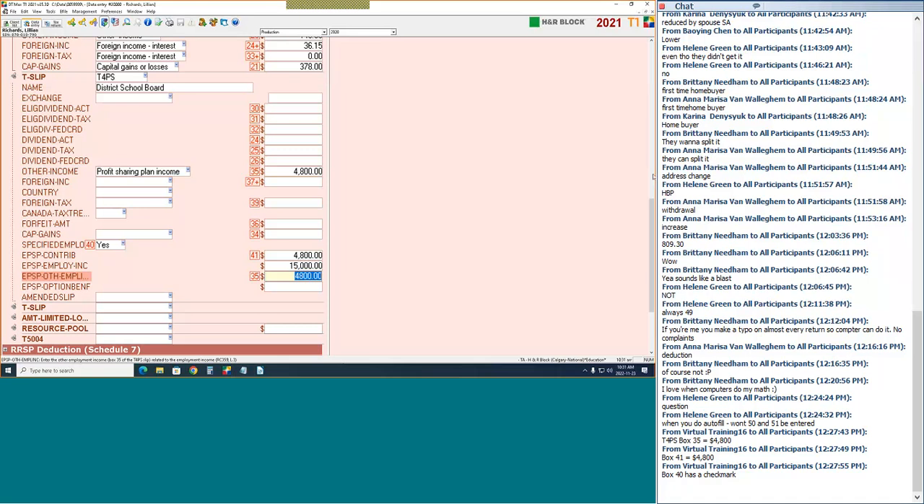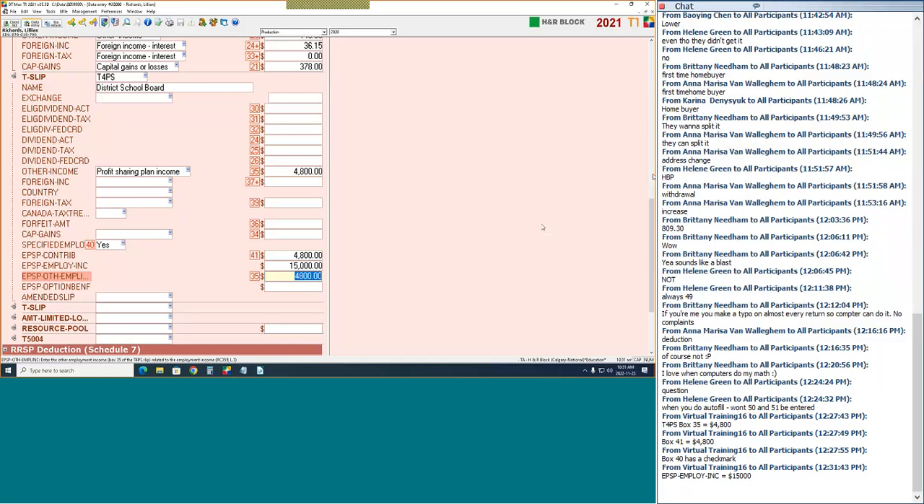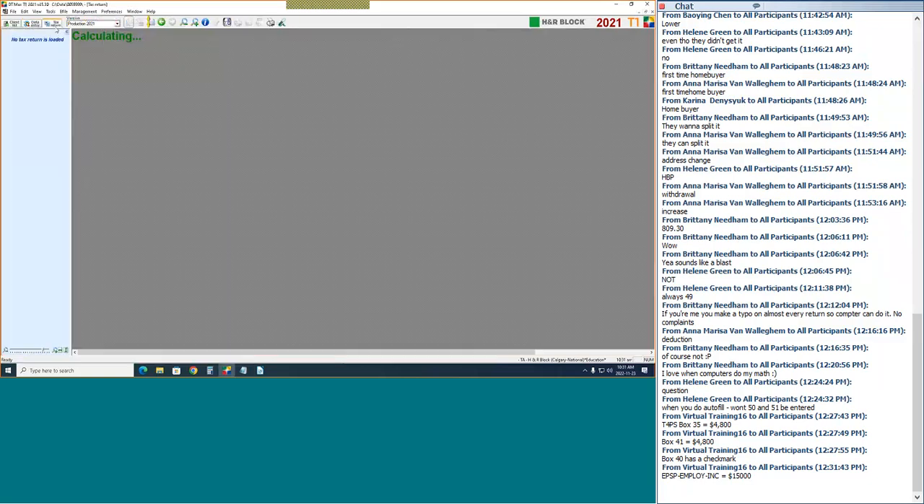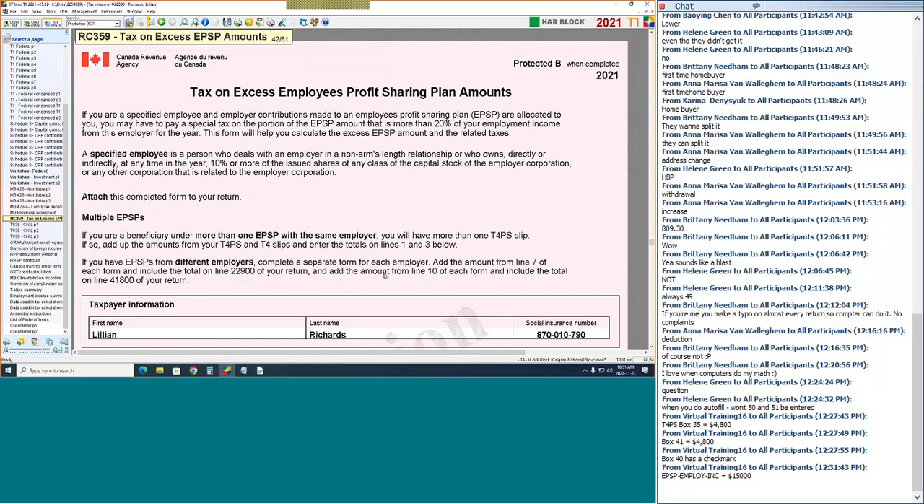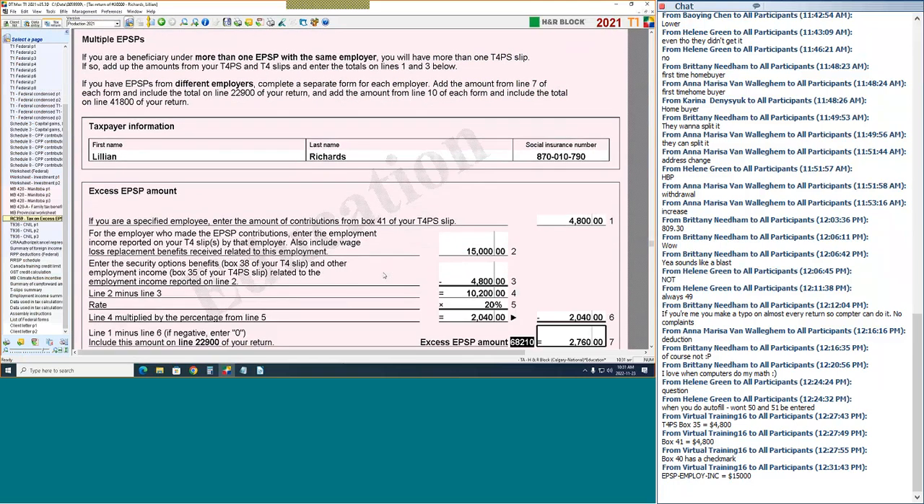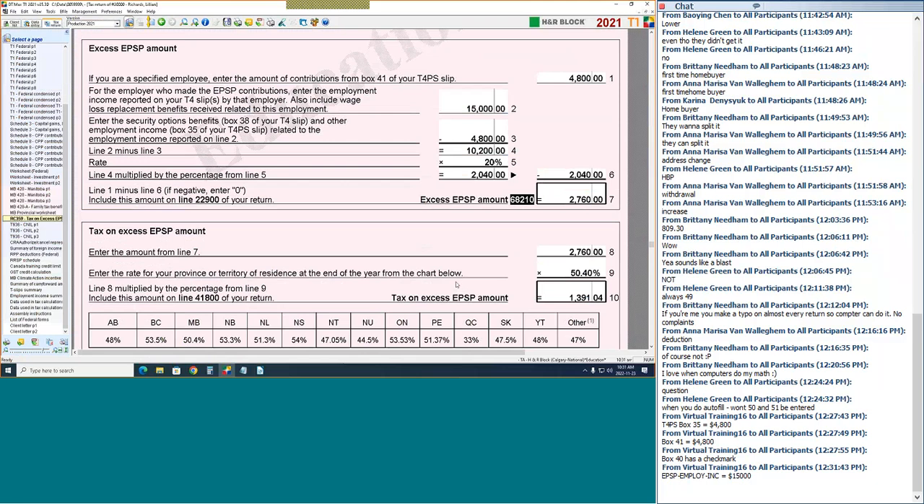That's not what I wanted to do. Employee Inc. equals 1,500. That's going to change my return again. So now when I go to the tax return and I look at the RC 359, I'm going to go in here and it's going to calculate a different tax on the excess amount. And now she has a special tax on a lower amount.